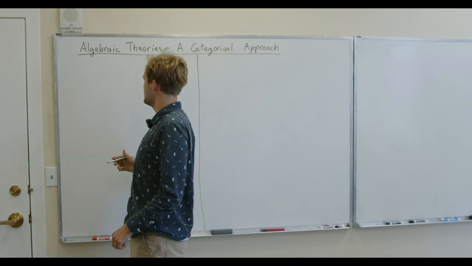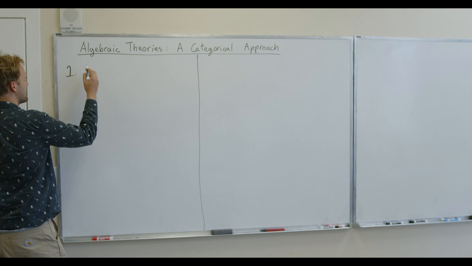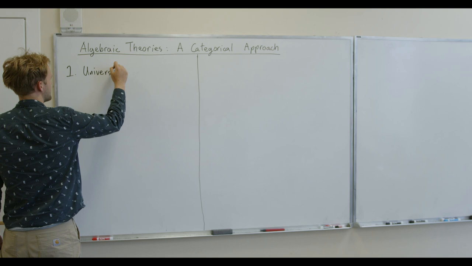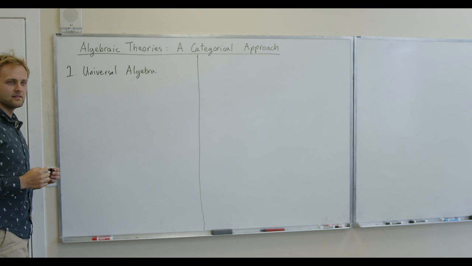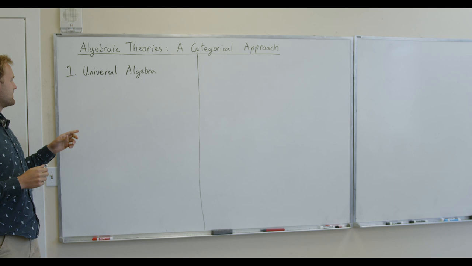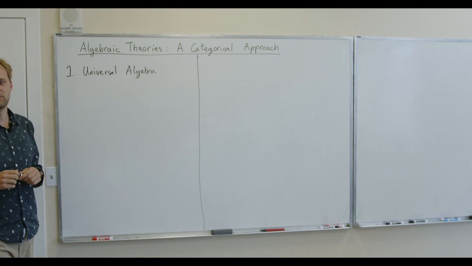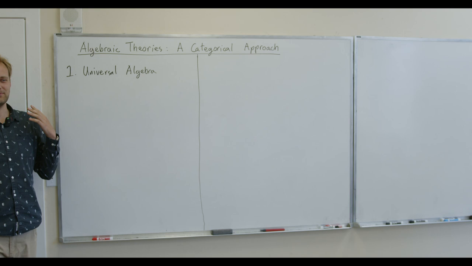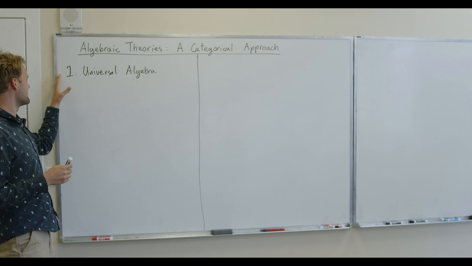This talk is going to be split into three parts. The first part is I'm going to give a review of what is called universal algebra. And I'm going to give sort of an ahistorical viewpoint on this, because what I know about universal algebra is from a book from the 90s, and the more sophisticated take is from the 60s. But this is sort of a more elementary approach to the subject.